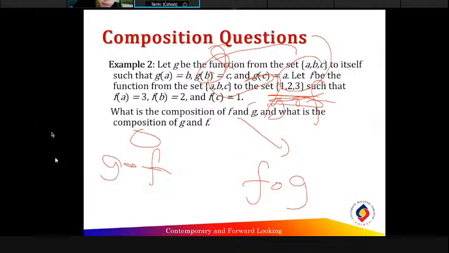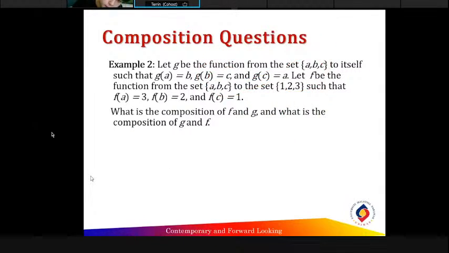One question here. Let g be the function from set ABC to itself. So when you see the words "to itself" or "onto itself", it means you're using the same values for the set A and B. So we have g(A) maps to B, g(B) maps to C, g(C) maps to A. Let f be the function given as such.